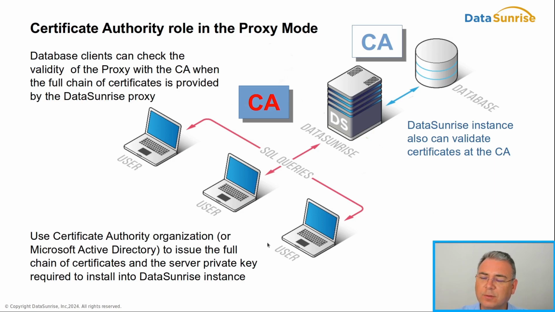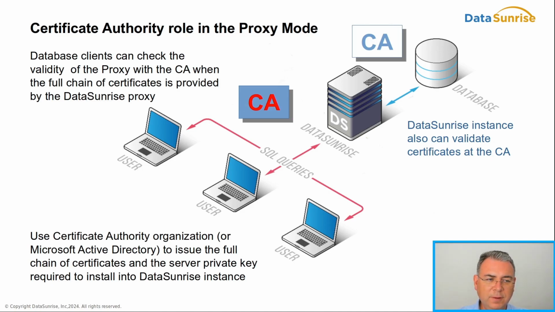So you can use a certificate authority in your organization, your enterprise, or use a third party or publicly available one like Let's Encrypt. Again, the certificate authority can be used on the other connection, from Data Sunrise to the database instance. But in my example, I will use only this side. I will configure only this side, from users to the Data Sunrise proxy.